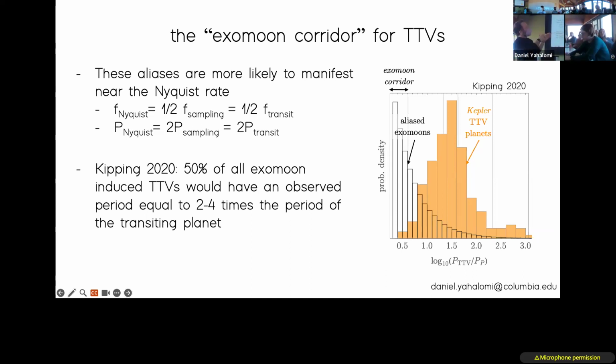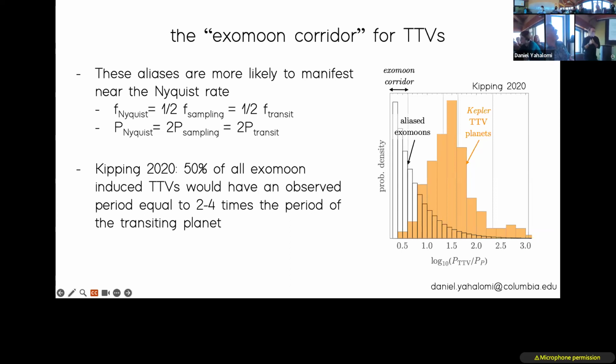Now, what you'll see is that there's some overlap between the exomoon corridor and the Kepler TTV planets, but it seems like there's an offset in that the majority of the Kepler TTV planets don't induce these really short period signals. Is that an observation or is that a theoretical statement? The Kepler TTV planets is an observation. The alias exomoon is a theoretical statement. So in that paper, why should we believe it?